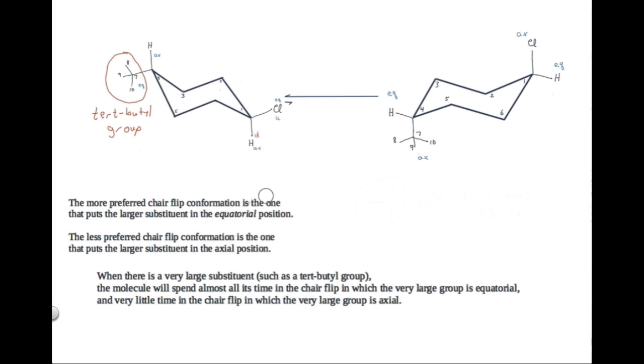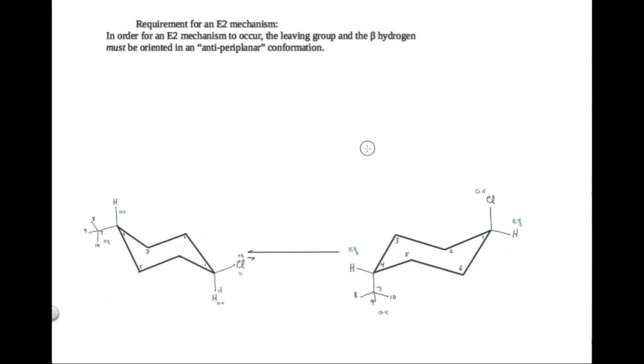To summarize, large substituents prefer to be in the equatorial position. Very large substituents, such as a tert-butyl group, strongly prefer to be in the equatorial position. Now remember that we learned in an earlier video a requirement for E2. In order for E2 to occur, the leaving group and the beta hydrogen must be oriented in an anti-periplanar conformation. This is a mandatory requirement for E2.